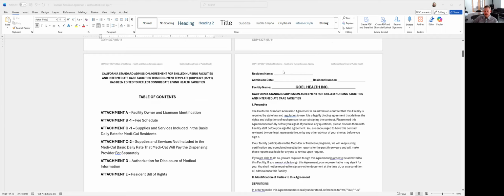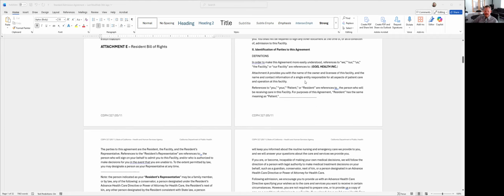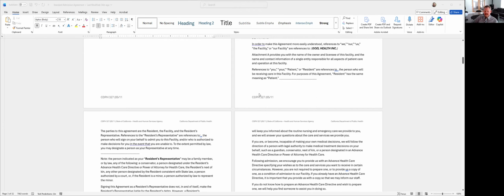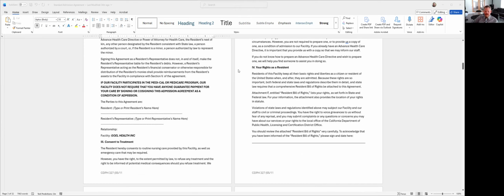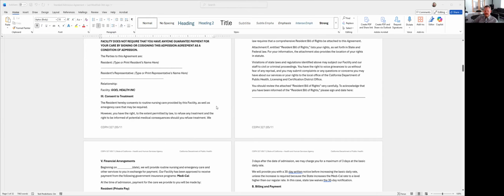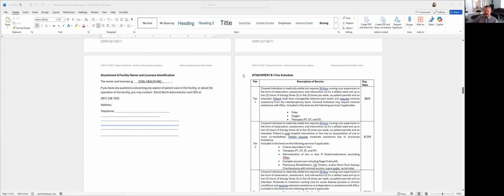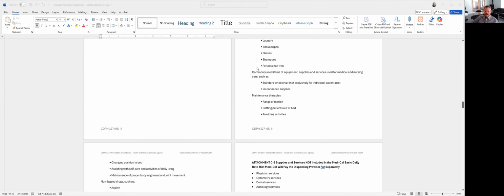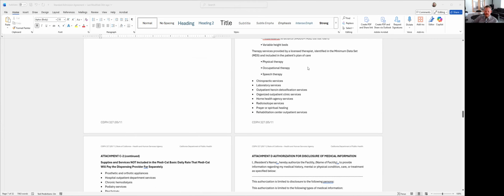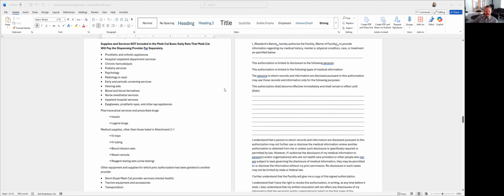Upon admission, these top items will get filled out. There will be places for the resident's family member, or whoever they have designated to be their voice while they're here, and all their information will be put in here. See where it says resident, resident's representative. Then here we have their insurance information, and the list goes on. These are some of the services that we're going to be able to provide to the patients.